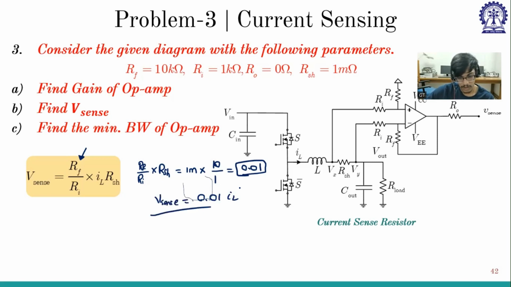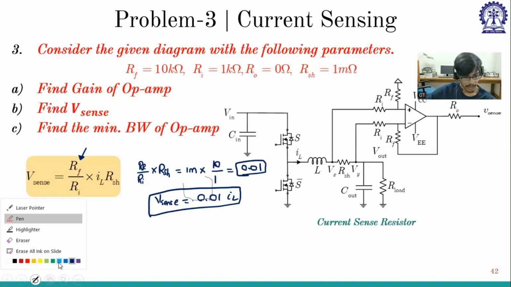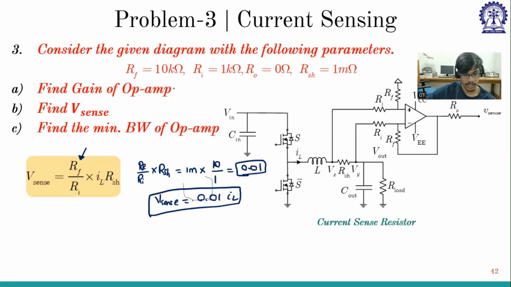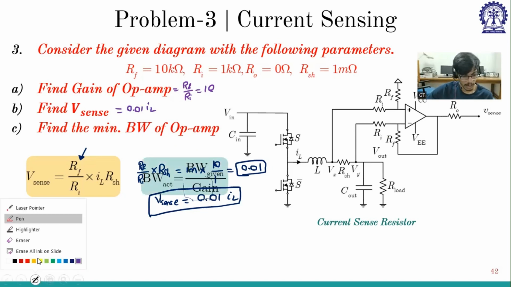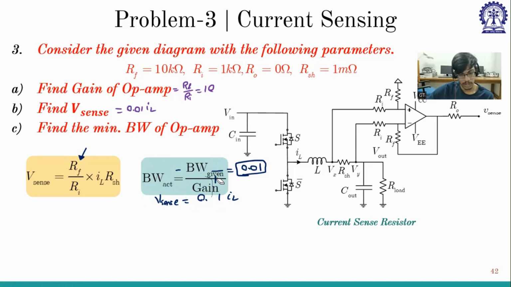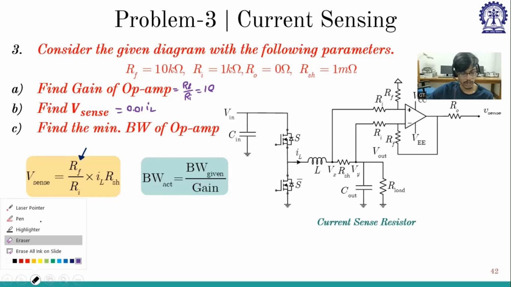Is it RF by RI only? Yeah, RF by RI is the gain I am saying. Sorry, in this first case, it is RF by RI, which is 10. And in the second case, V sense is 0.01 IL. Now I am asking what is the minimum bandwidth of the op-amp. I have discussed, okay, let me erase this off. The bandwidth given must be 10 times the gain? Yes, you are right. So it must be 10 times.